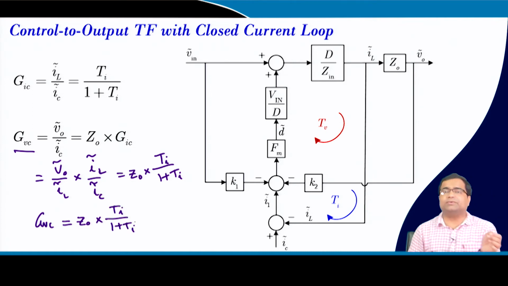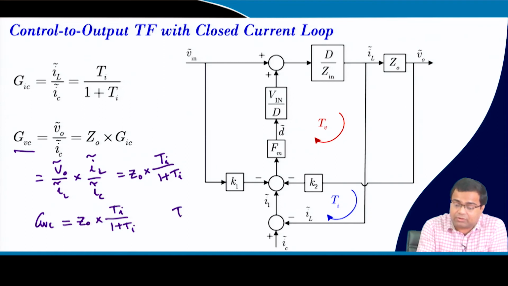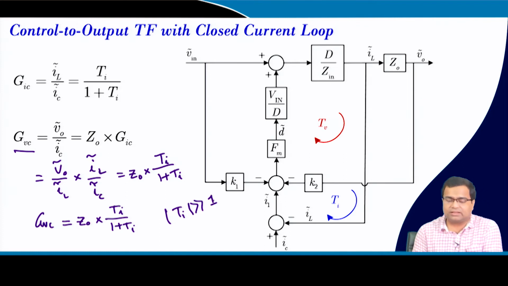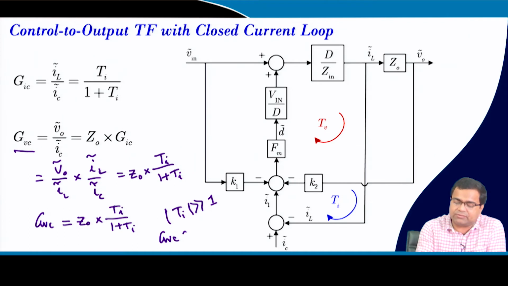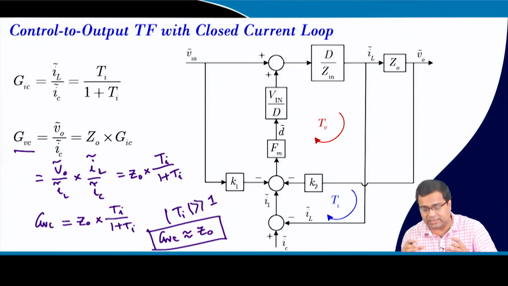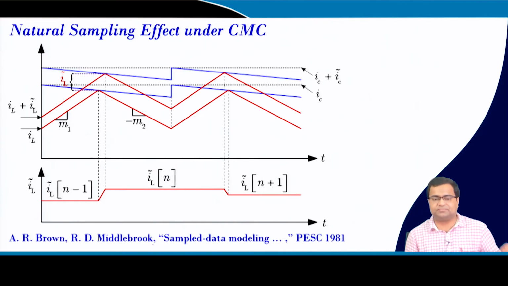So, this Ti is my current loop gain. If my current loop gain is very much larger than 1, then GVC will approximately become Z0, and this is nothing but our control to output transfer function in case of the approximate model. So, both the models will match once the current loop gain is very high, but if the current loop gain starts decreasing, then there will be a significant mismatch in the model, and that we will see.